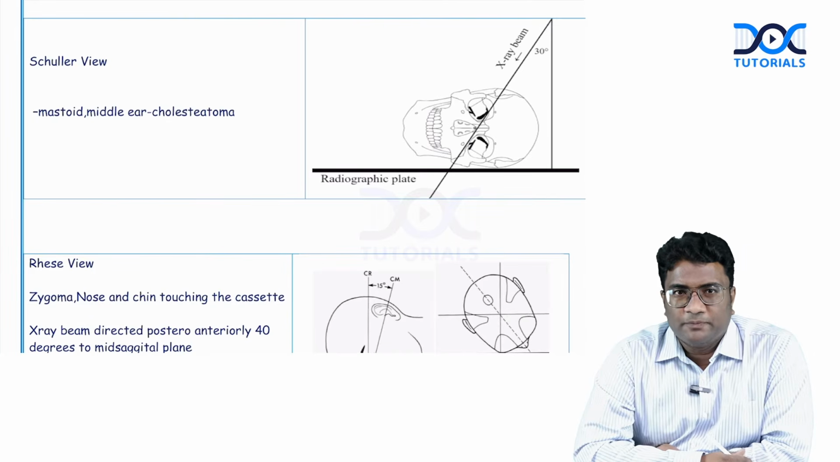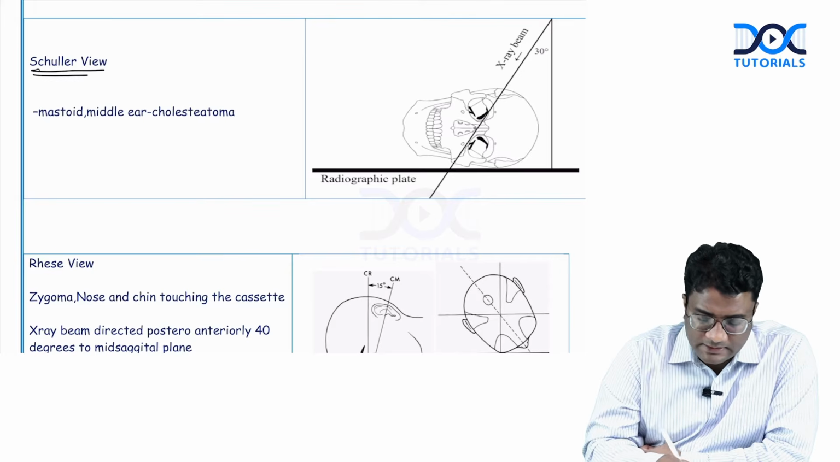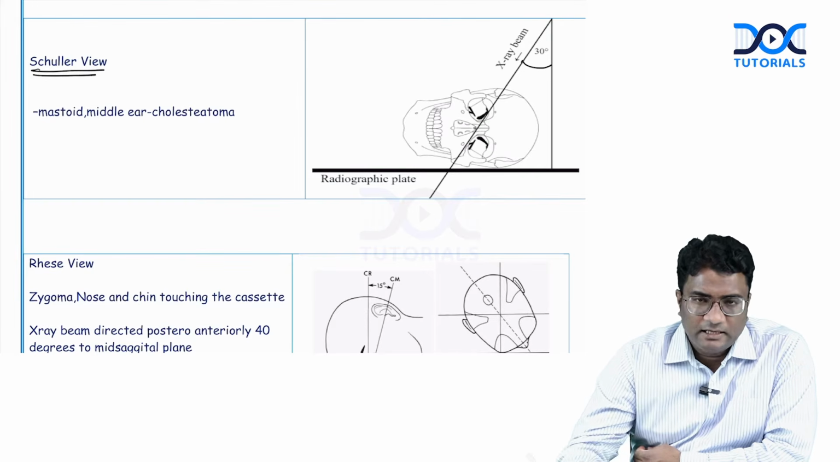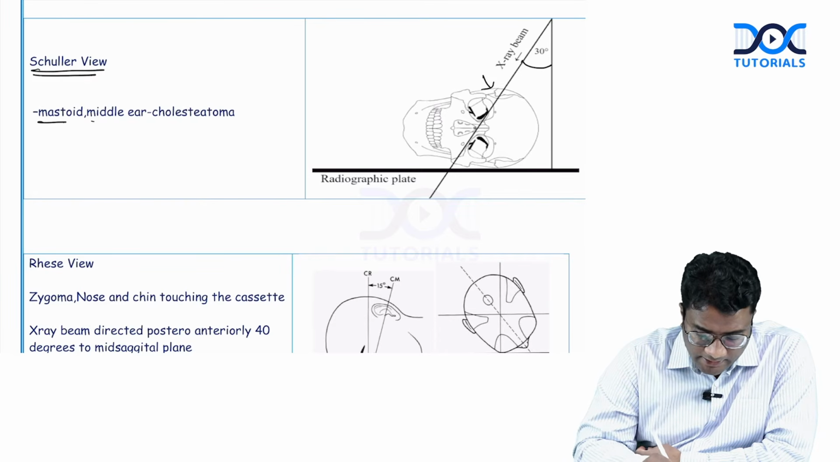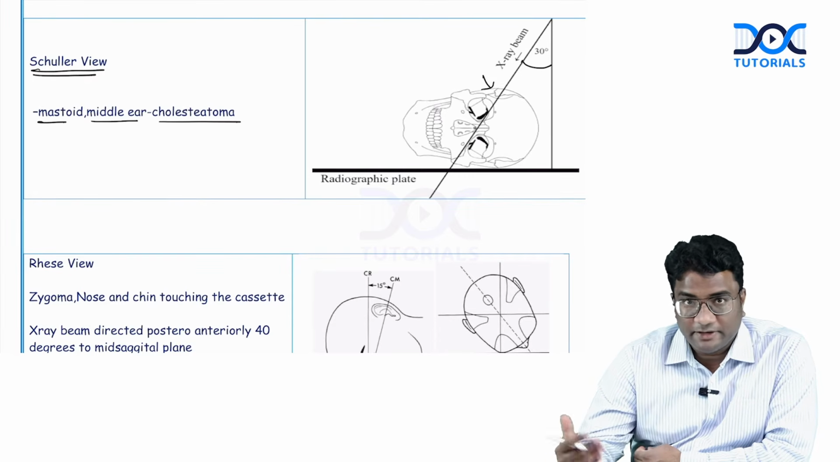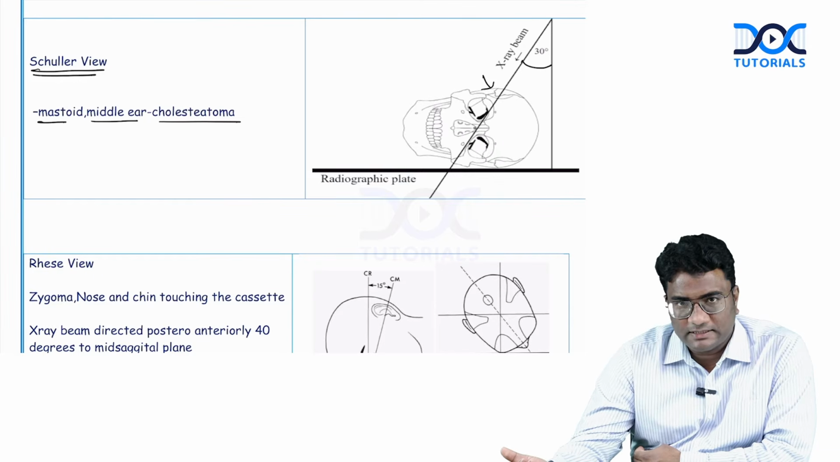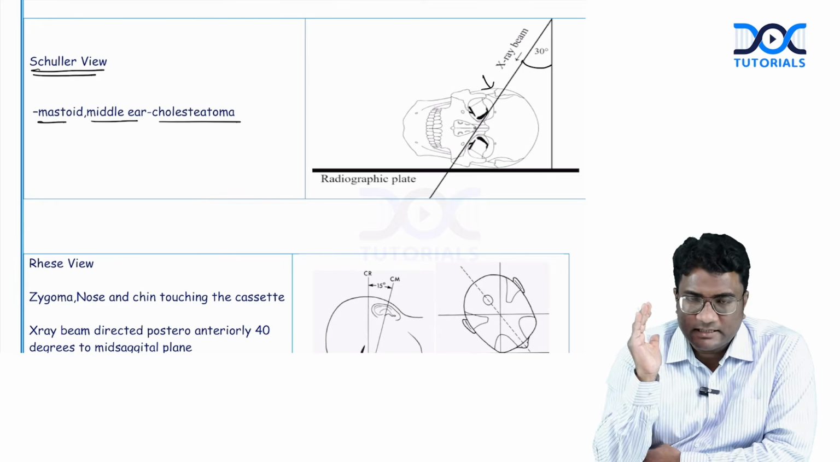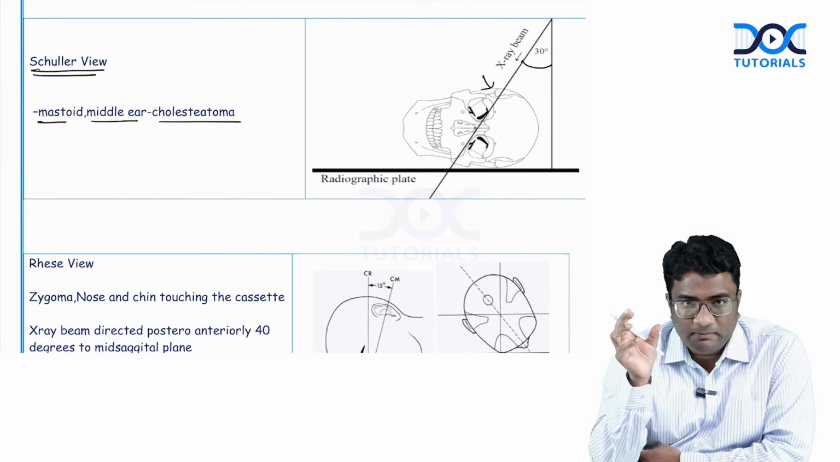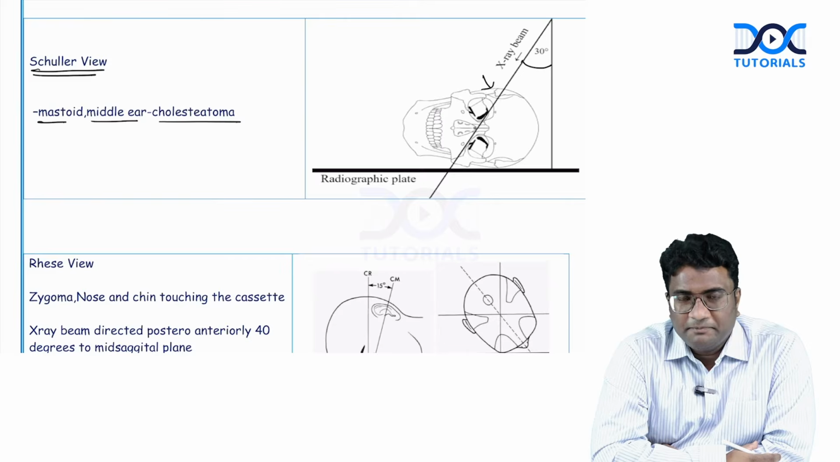And what is a Schuller view? A Schuller view is a side view of the skull like this with a 30-degree angle, trying to focus on the mastoid air cells. So, to look at the mastoid, middle ear, cholesteatoma there, the radiographic view we use is a Schuller's view. Schuller's view is a side view of the skull where you give the X-ray beam at a 30-degree angle to look at the mastoid air cells and the middle ear.